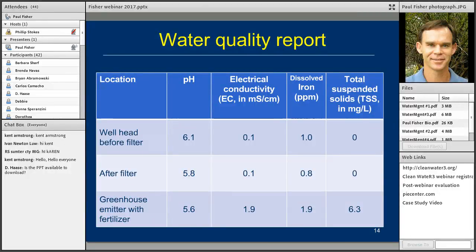Now, if we look at the water quality report from this location, we've got some different places here in the locations within the greenhouse where a water sample has been taken. As we go from left to right, we see the pH, the acidity, we see electrical conductivity, the total dissolved ions, the dissolved iron concentration in parts per million, and then the total suspended solids.